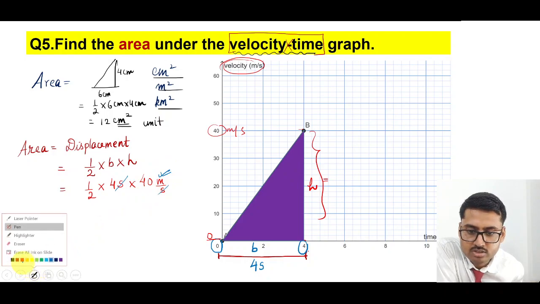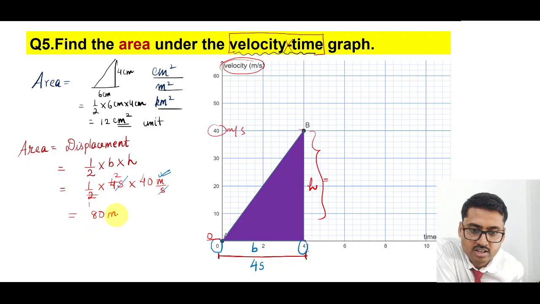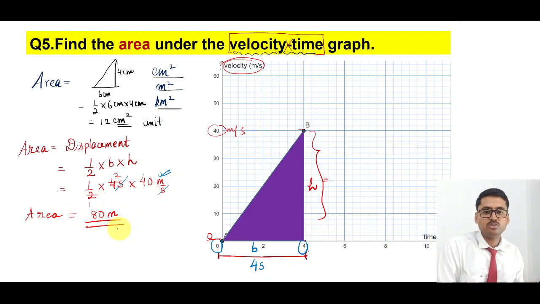and the answer is left in meters. So here we are getting the answer as, let us cancel this, 2 times 1 and 2, this is 80 meter. So area can also come in meters in a velocity time graph. So do not always think that area will come in meter square in graphs like this. The area can also be in meters. It depends on what is the unit.